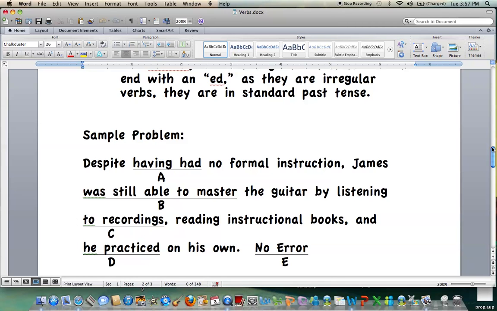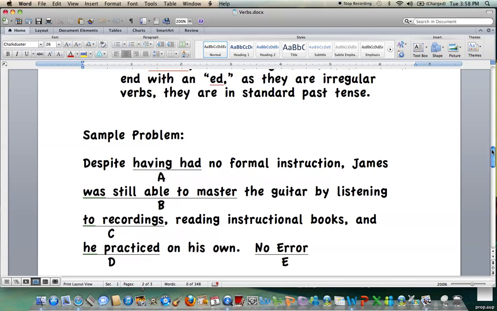Despite having had no formal education, James was still able to master the guitar by listening to recordings, reading instructional books, and he practiced on his own. I guarantee you I've seen many sentences like this from very intelligent people and decent writers. And this is where the subtle errors show up on the SAT and in writing.